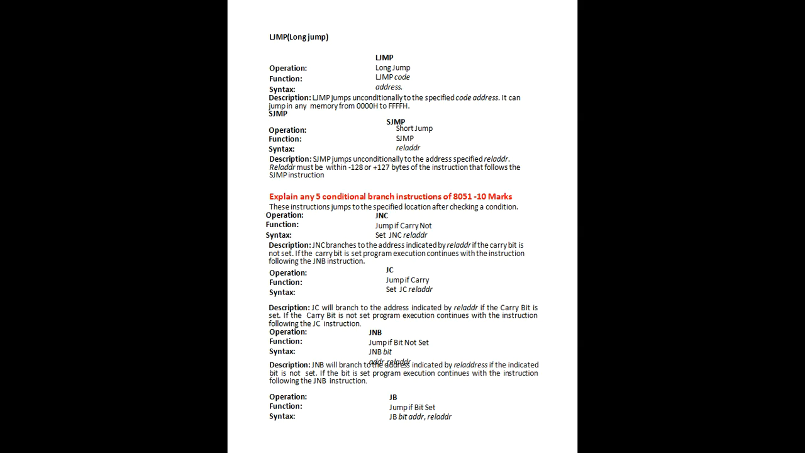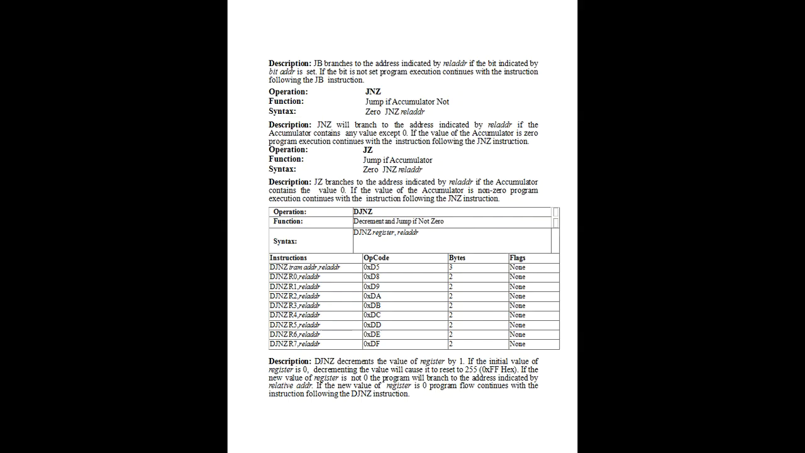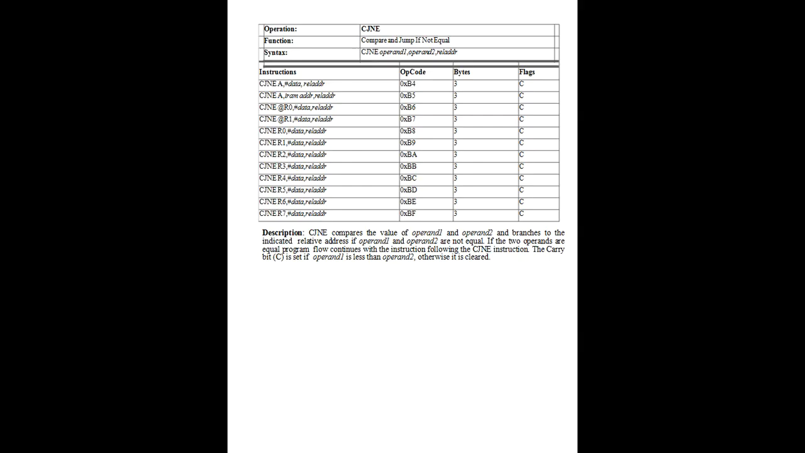Here I explain JNC, jump if carry not set, and it jumps to the relative address. JC means jump if carry is equal to 1. JNB means jump if bit not set. Next one, JB means jump if bit is set. Next, JNZ, that is jump if accumulator not 0, jump to the relative address. JZ means jump if accumulator is 0, JZ relative address.